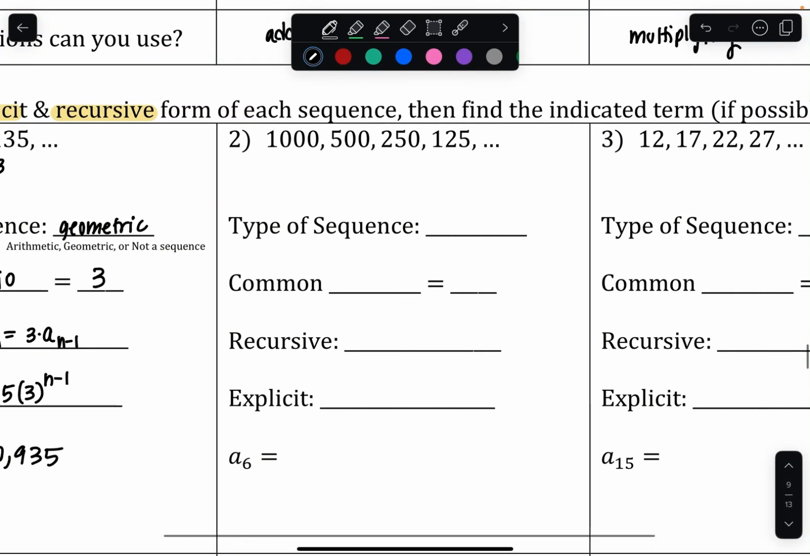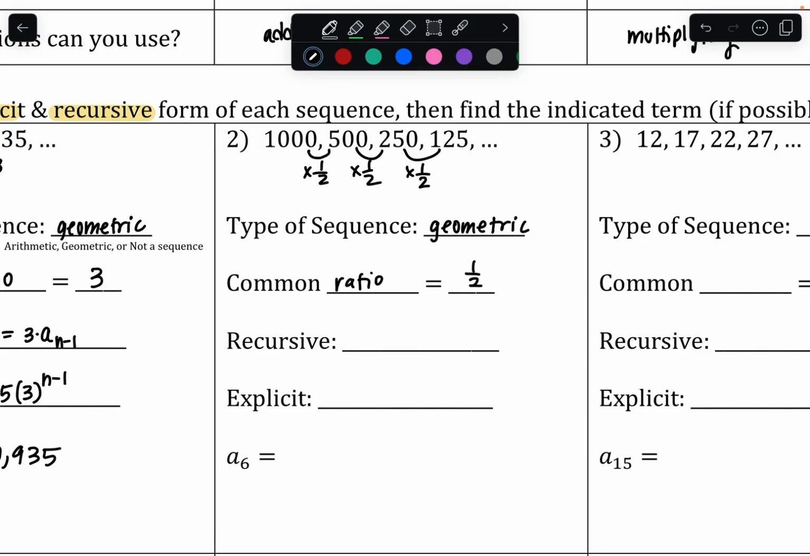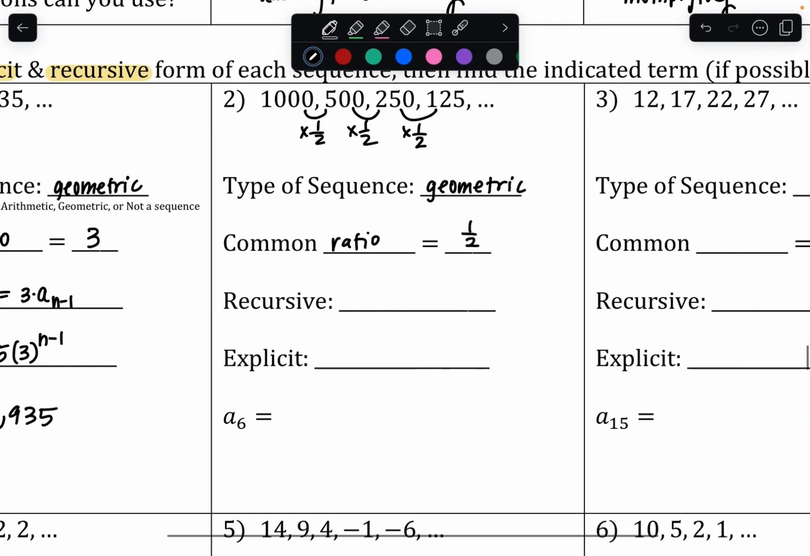Okay, this next one, we're going from 1,000 to 500, from 500 to 250, from 250 to 125. That is multiplying by 1/2. So once again, this is geometric because we are multiplying and we have a common ratio. And that common ratio is 1/2. And so for recursive notation, we get to any term by multiplying 1/2 by our previous term.